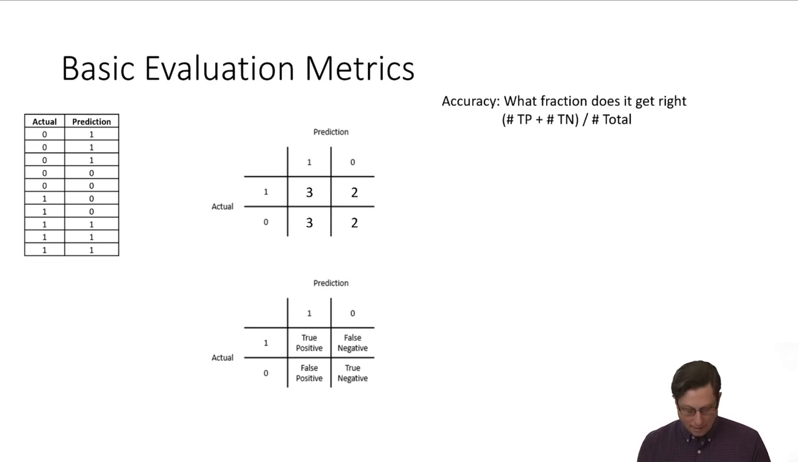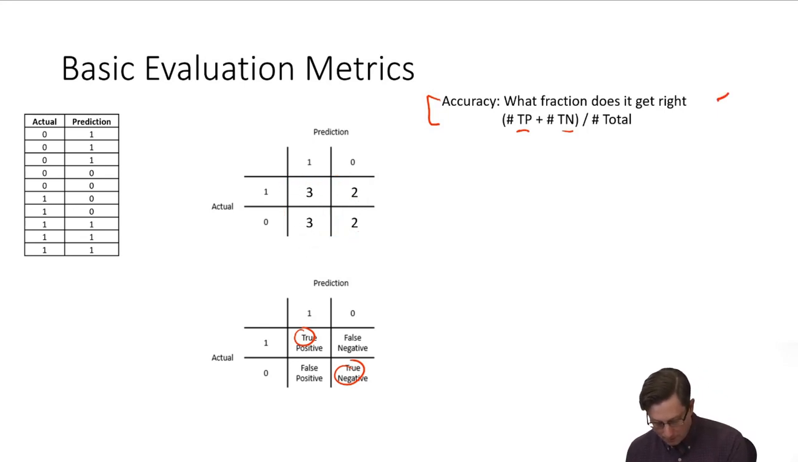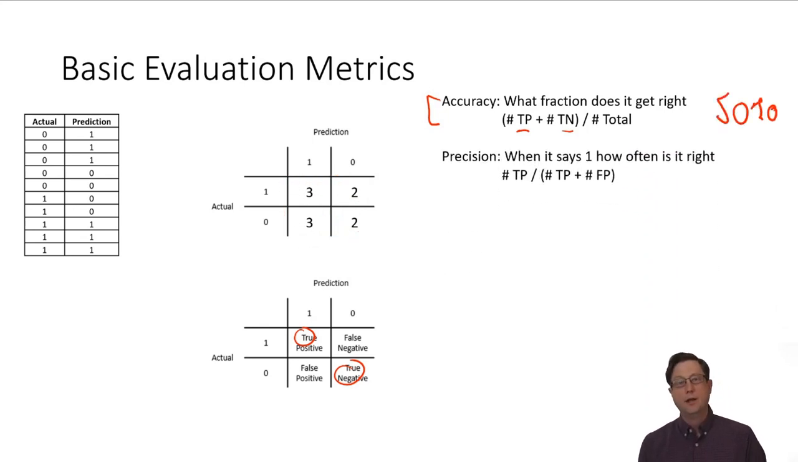Here we go. Accuracy is certainly the most common thing, if you were to ask somebody how good a model is, you'd hear its accuracy is 90%. Accuracy is the number of things it got right, true positives plus true negatives, all the trues, divided by everything. So in this case, it's 5 divided by 10, or 50% accuracy.